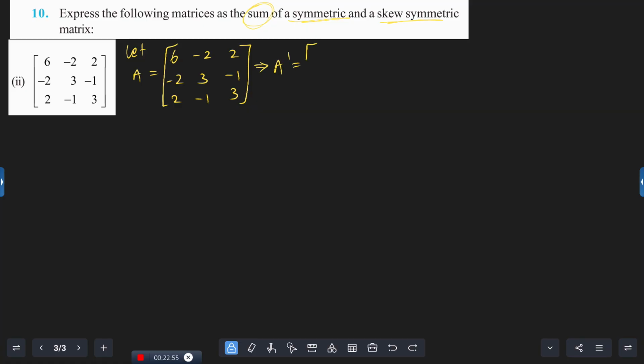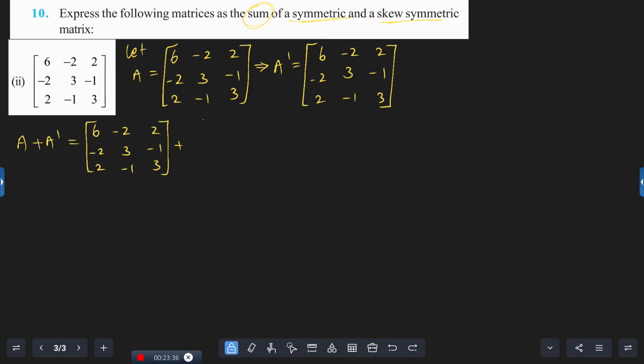Here I'm going to reduce a few steps, kindly listen. Directly I will do the A transpose, so the row we write as a column: 6, minus 2, 2. The second row we write as the second column: minus 2, 3, minus 1. And here 2, minus 1, 3. This is our required A dash. Now we have to find A plus A dash. First you write the A matrix: 6, minus 2, 2; minus 2, 3, minus 1; 2, minus 1, 3.